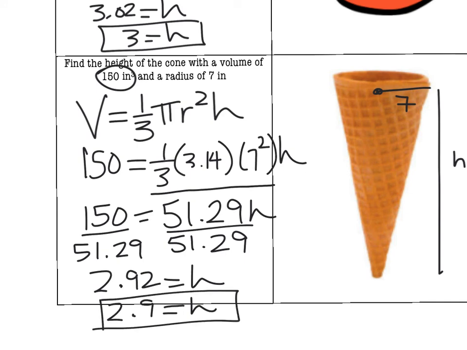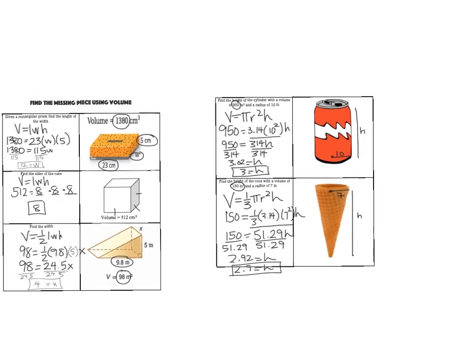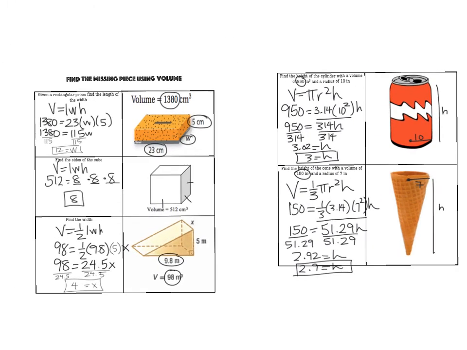Okay, so here is your finished notes. That's one of each type, finding the missing piece given the volume. So guys, you just plug it all in and you work backwards.